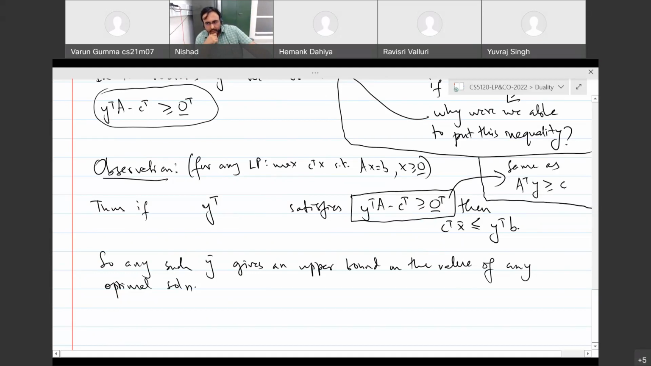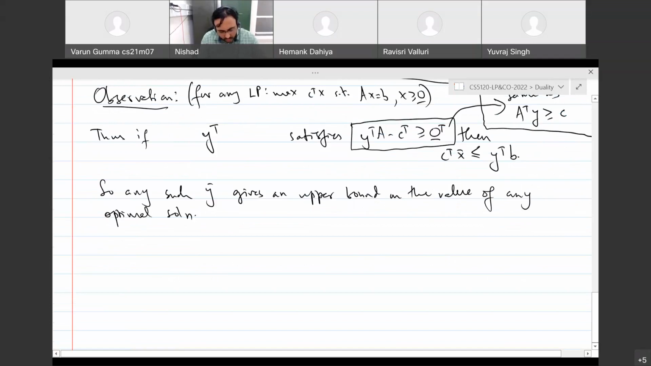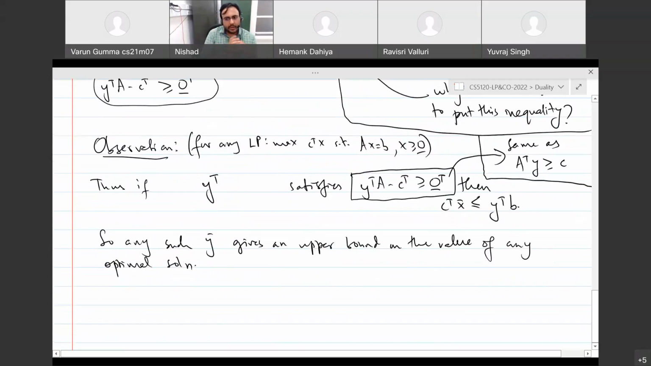Any vector Y that satisfies A transpose Y is at least C will give you an upper bound, which will be equal to Y transpose B. And now I want to ask you a question. Which such vector would give you the best upper bound?